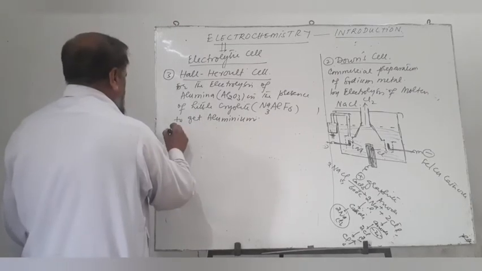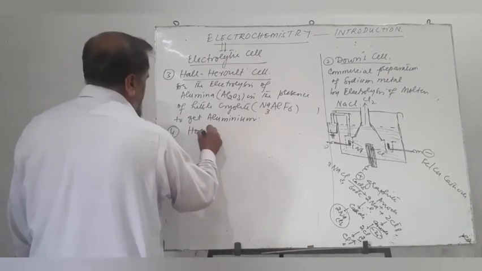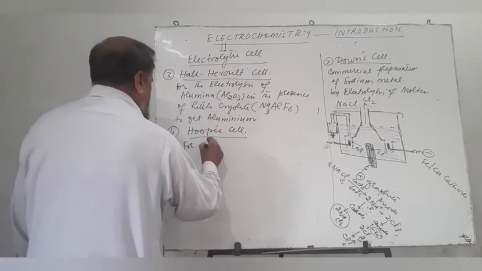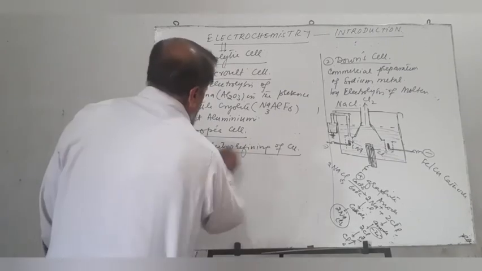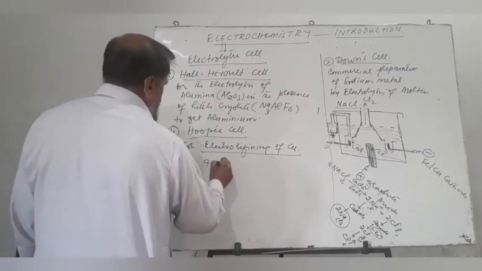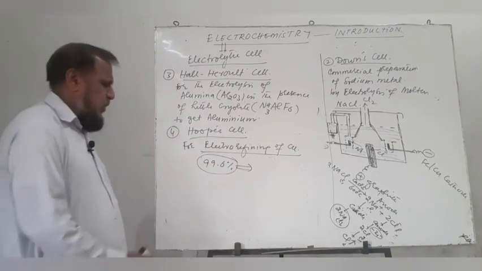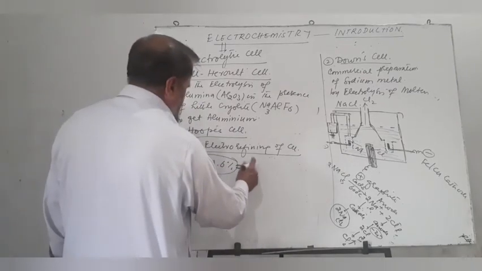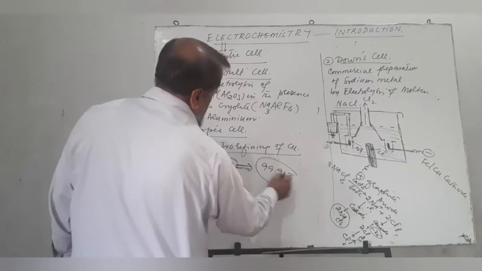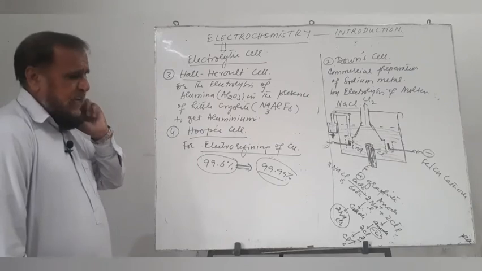The fourth example of electrolytic cells is the Hoope cell, and this cell is used for electro refining of copper. The copper which is obtained commercially has a purity of 99.6%, and this purity is not good for making electrical windings or for use in electrical circuits. Therefore, it is purified to 99.99% by electricity.